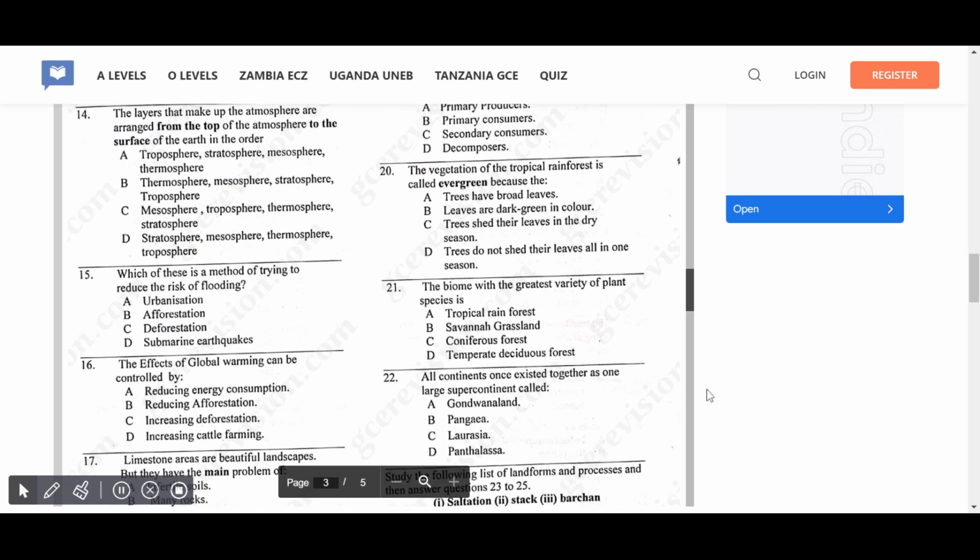Which of these is a method of trying to reduce the risk of flooding?